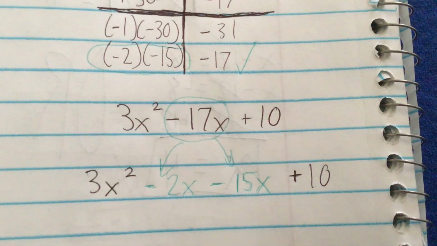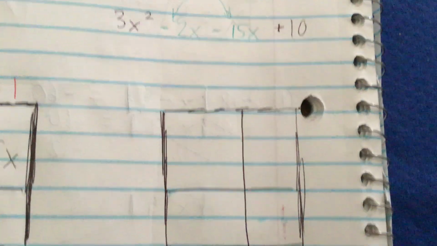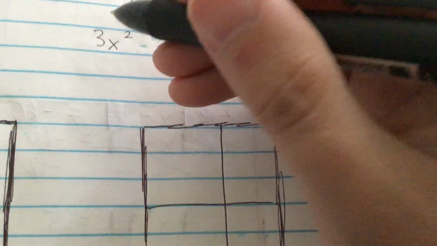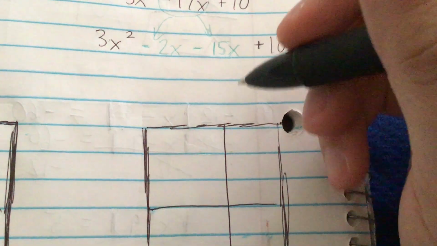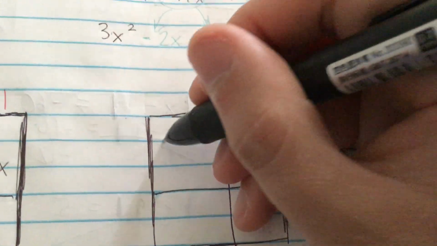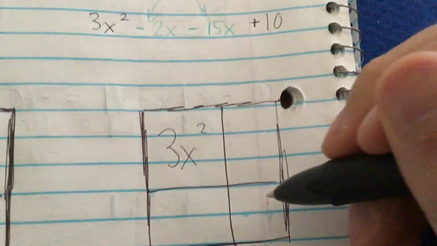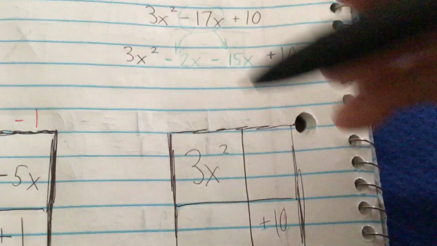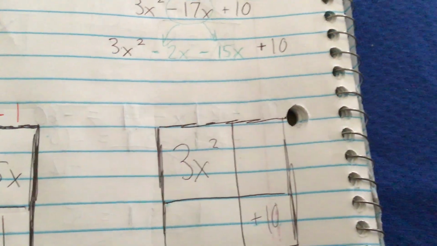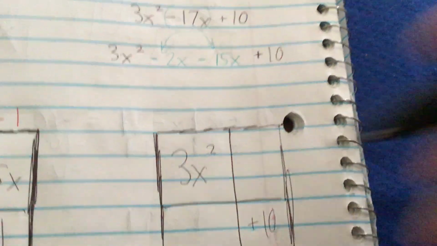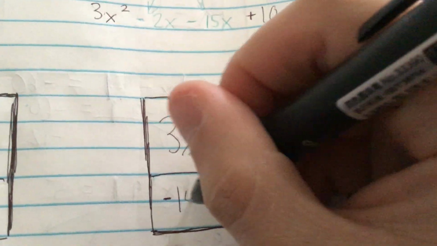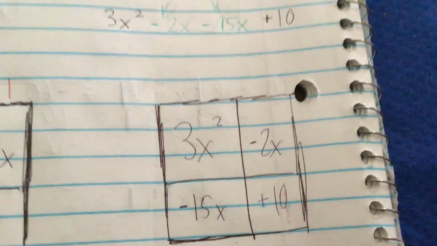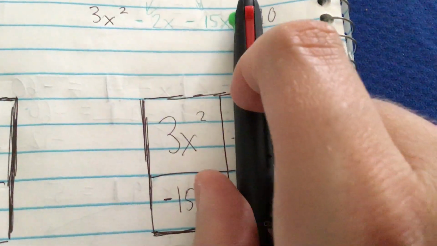Okay. Now I'm going to put everything into their respective spots of the rectangle. First things first, let's put the ax squared and the c in their respective corners. Ax squared goes in the top left, and c goes in the bottom right, plus 10. And it doesn't really matter which one's which, so I'm going to put negative 15x here and negative 2x here. Okay, so once again, I'm going to cover this column.